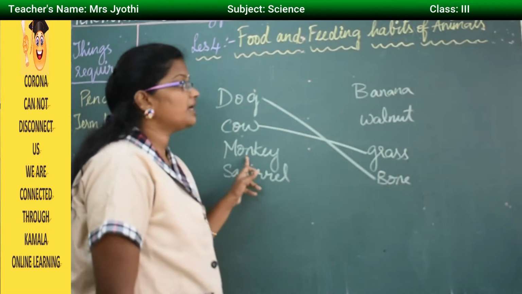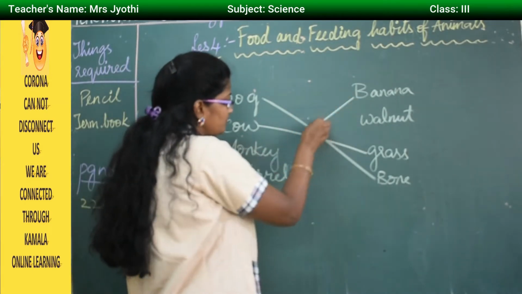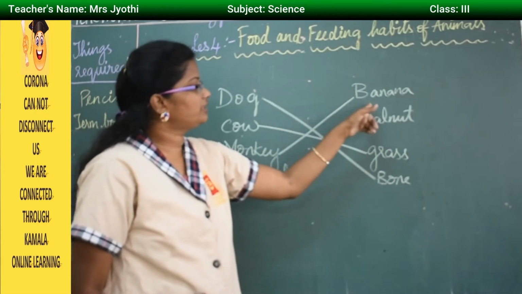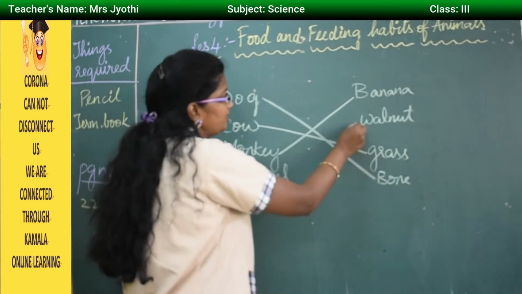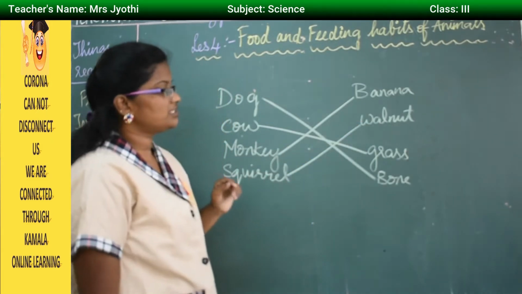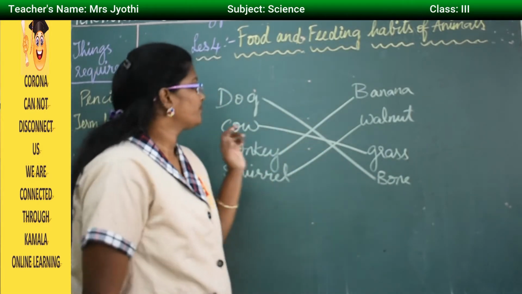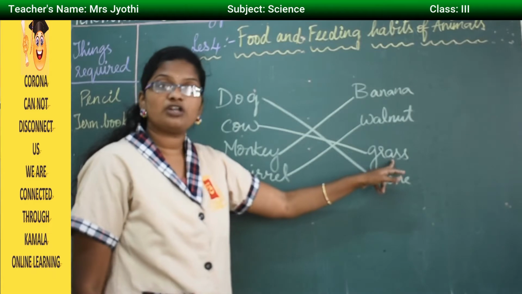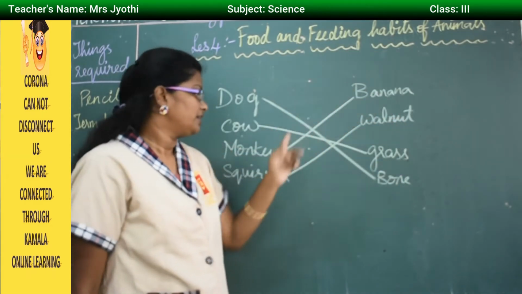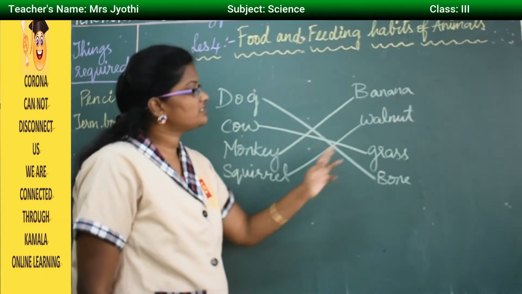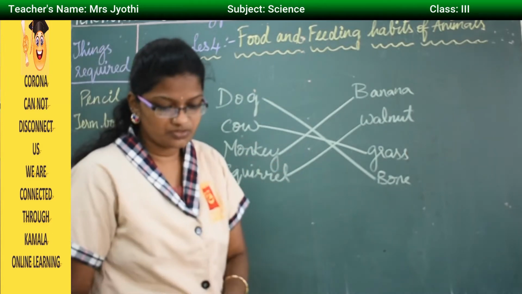Then monkey. The favorite food of monkey is banana. So match monkey with banana. Then squirrels. Squirrels eat walnuts. So this is how you have to match. Dog you have to match with bone. Then cow you have to match with the picture of grass. Then monkey you should match with the picture of banana. Then the last one, squirrel, you should match with the picture of walnut. Yes, so this is what you should do.